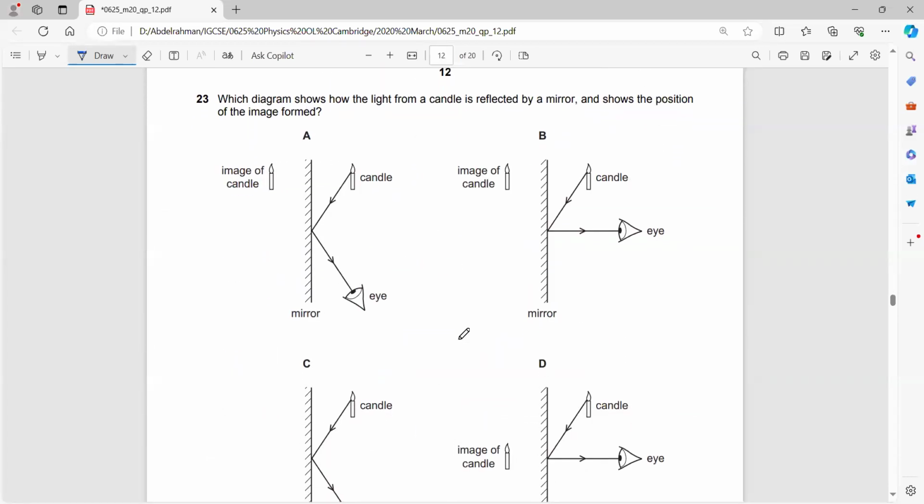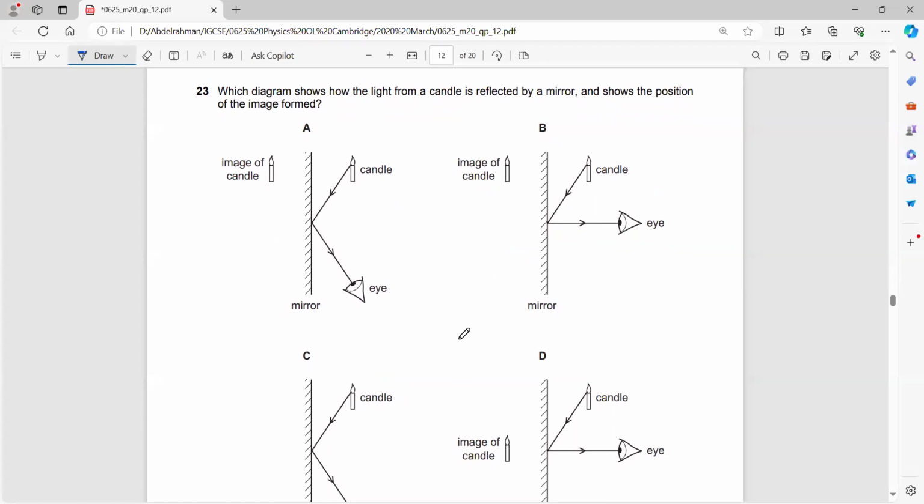Okay, question 23. Which diagram shows how the light from a candle is reflected? The light from the candle, how is it reflected? This is quite easy.